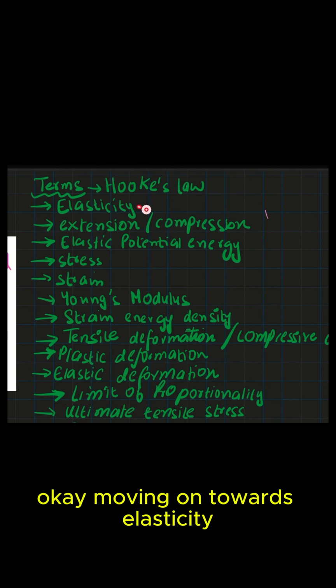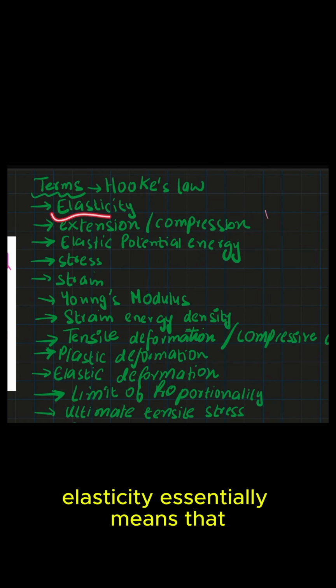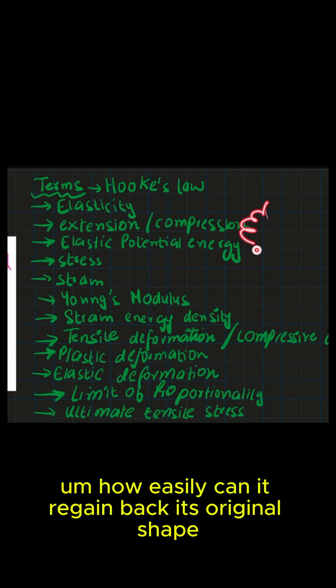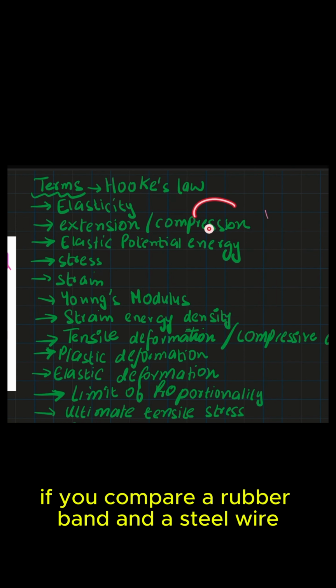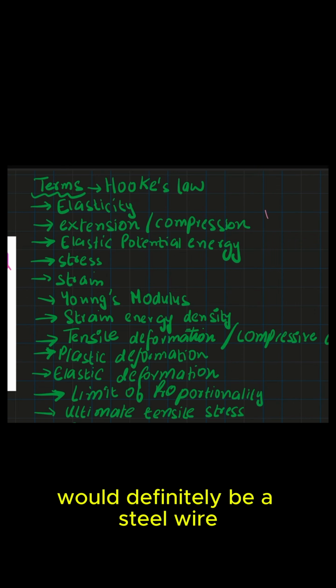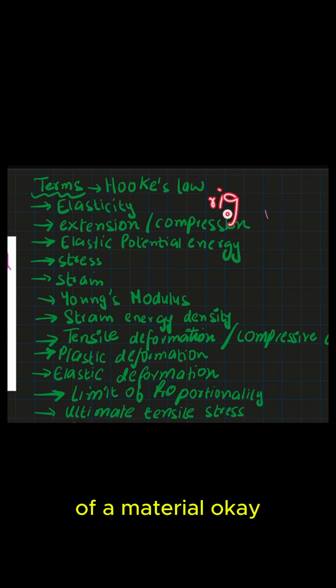Moving on towards elasticity, it is actually kind of the opposite of what a lot of students tend to think it is. Elasticity essentially means that when an applied force on an object is removed, how easily can it regain its original shape? So, for example, if you compare a rubber band and a steel wire, the more elastic of the two would definitely be the steel wire, and that is why we say that elasticity refers to the rigidness of a material.